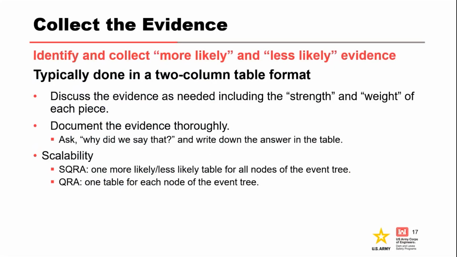A little bit about scalability. So for the semi-quantitative risk assessment, right, we're doing one table for the entire potential failure mode. In a quantitative risk assessment, you're going to do one table for each individual node of the event tree. So if you have 7 nodes in your event tree, you have 7 more and less likely tables. Typically shorter, right? But you would have 7 tables for more and less likely factors, 1 for each node of that event tree.